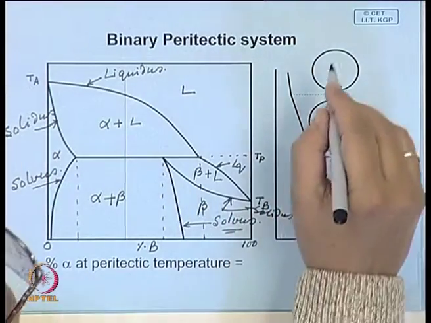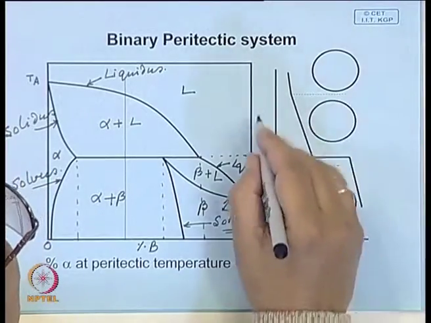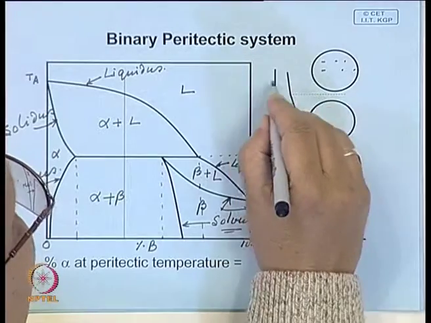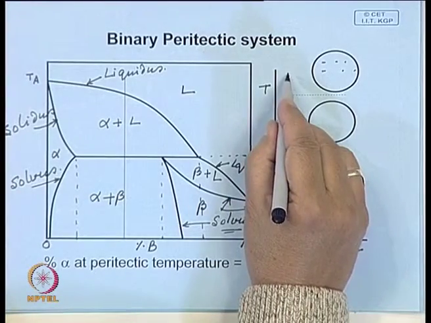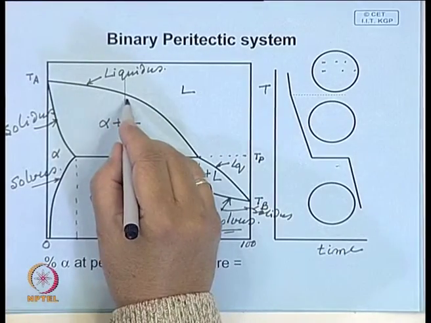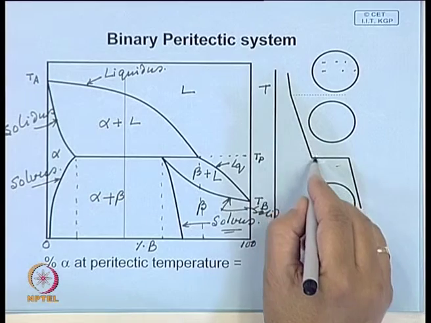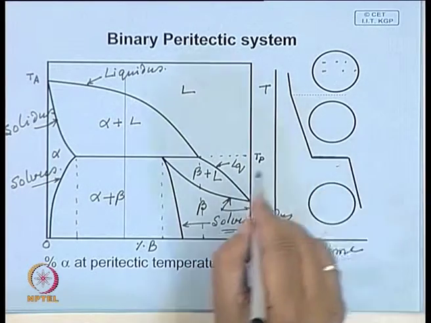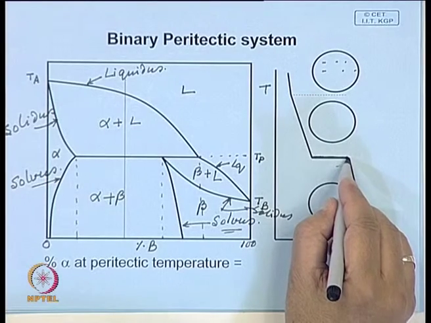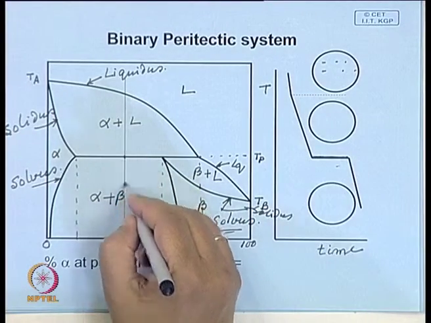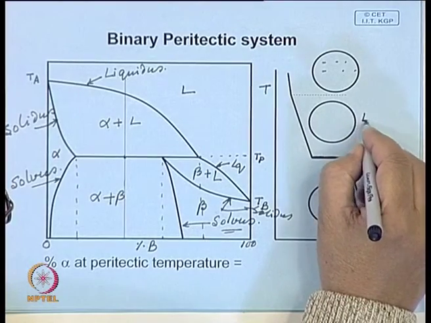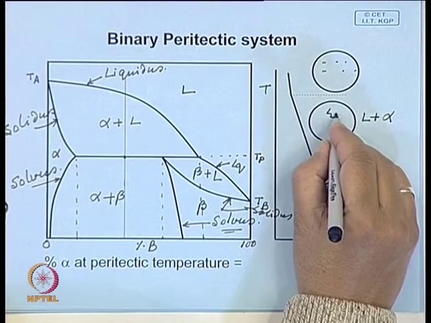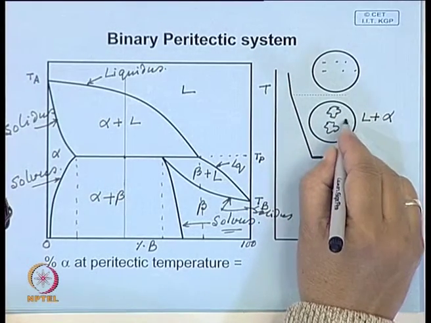Now, here it will be interesting to follow the solidification process. Here it is totally liquid, this is temperature, this is time, and the cooling curve will look like this. It cools at a particular rate. Once alpha starts precipitating out, the cooling rate decreases, goes like this, and at the peritectic temperature you get an isotherm. Temperature remains constant until the solidification process is complete, and then from here onwards it starts decreasing again. So, in between you will have liquid plus alpha. So, you will have some primary alpha.